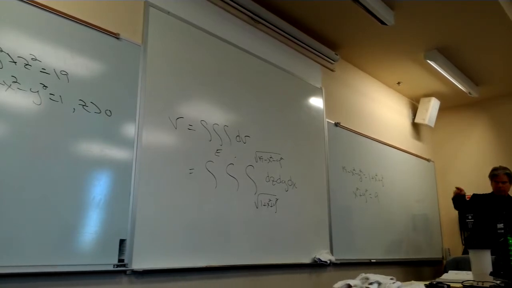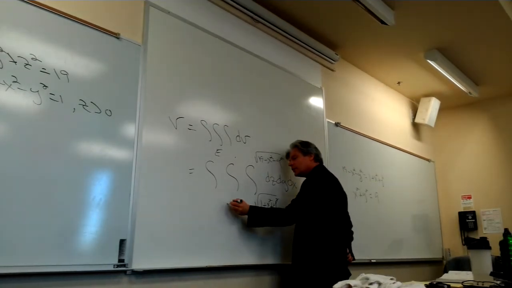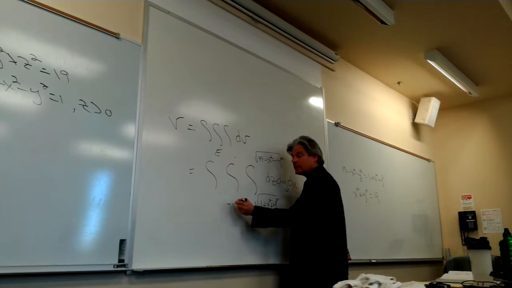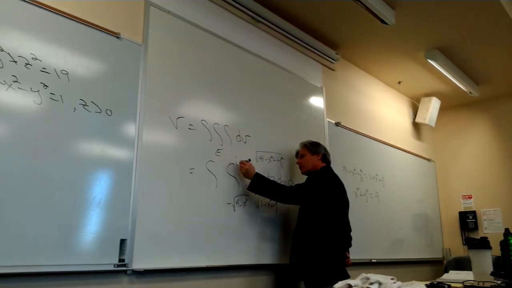Bottom line is that the lower bound of integration for y is going to be negative the square root of 9 minus x squared, and the upper bound is the positive square root of 9 minus x squared.